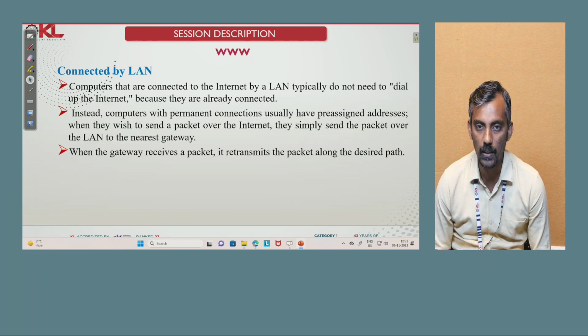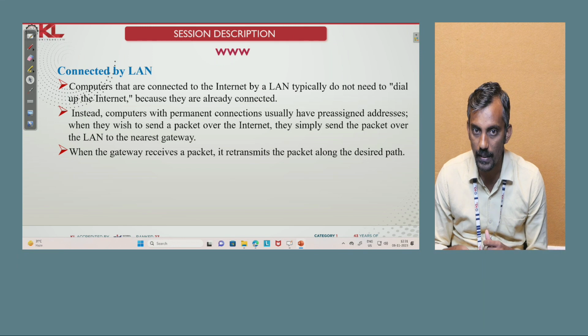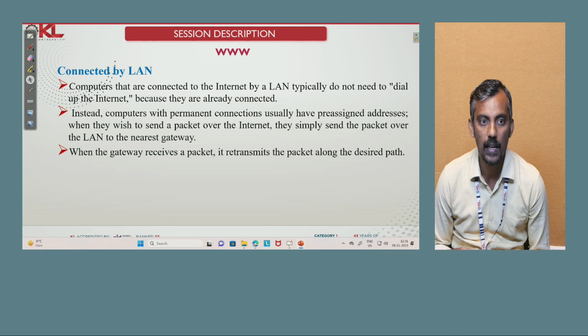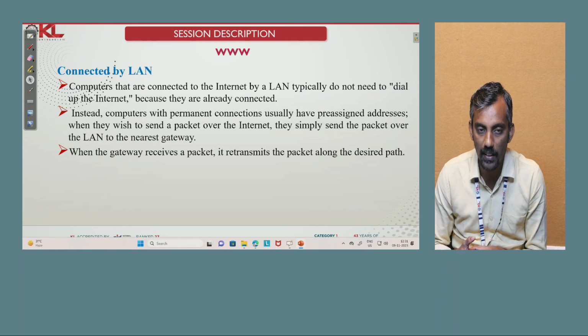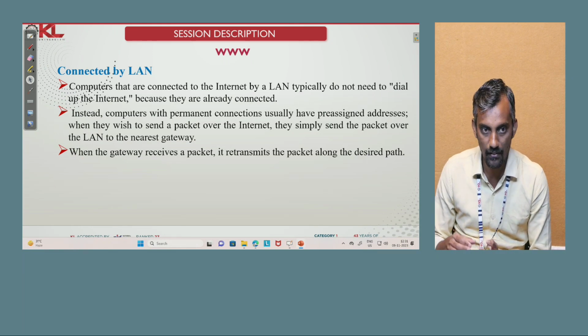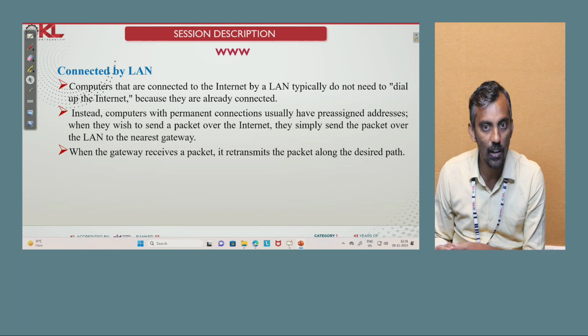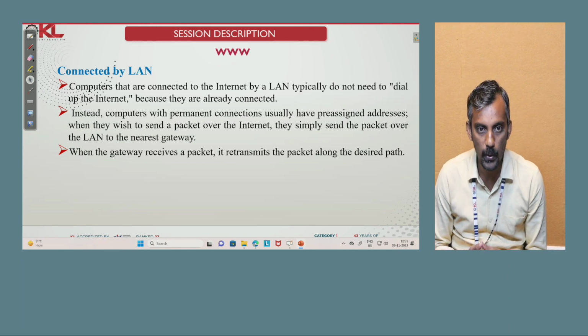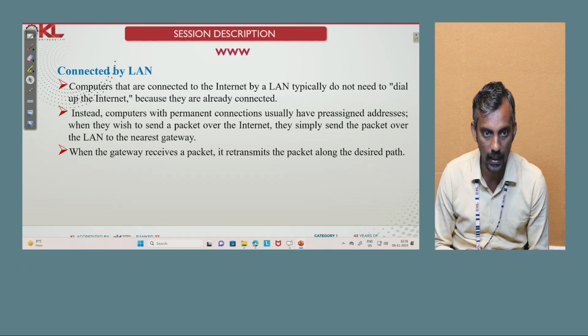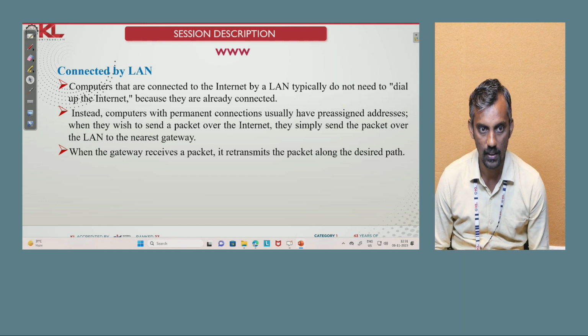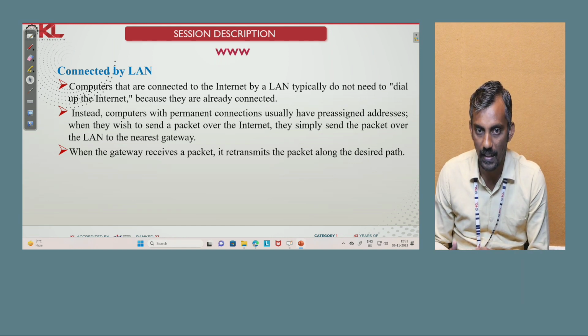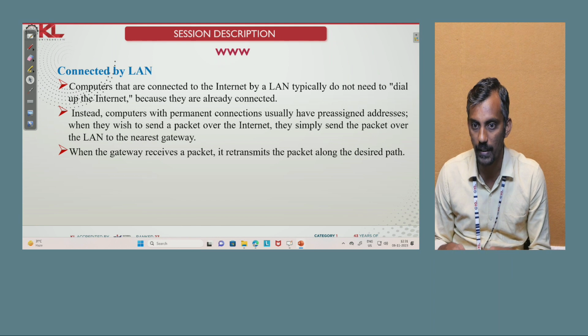Next, connection by local area network. Computers that are connected to the internet by a local area network typically do not need to dial up, because they are already connected, and the internet is extended to the local area network. Computers with permanent connections usually have assigned addresses. When they wish to send a packet over the internet, they simply send the packet over the LAN to the nearest gateway. When the gateway receives the packet, it retransmits it along the desired path.